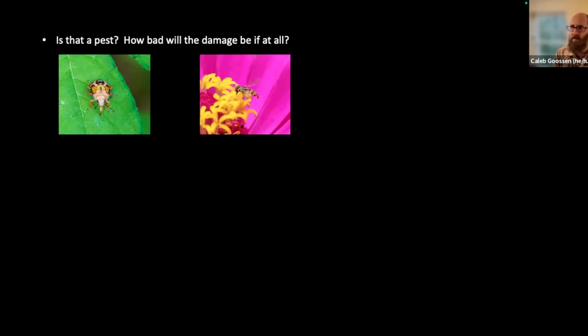This little waspy looking thing is a syrphid fly. Totally beneficial. They pollinate. They have larvae that crawl around and eat up aphids like nothing else. They're as good as lady beetle larvae.